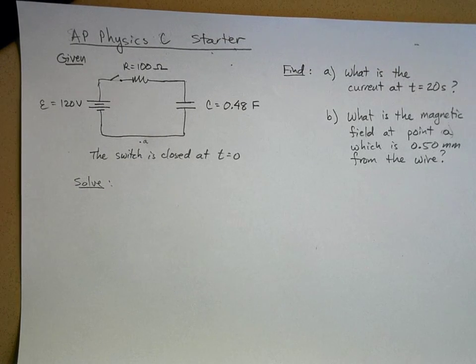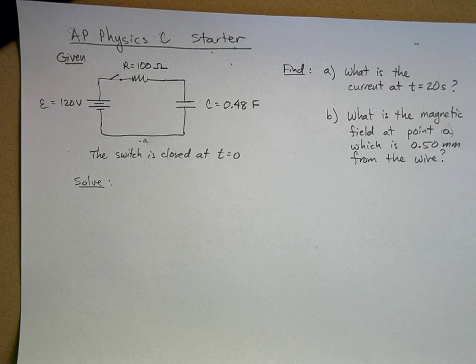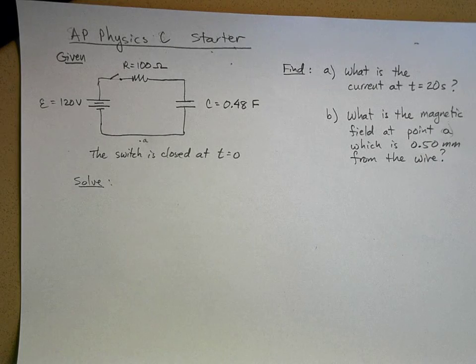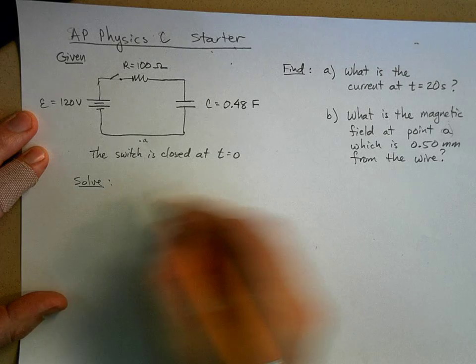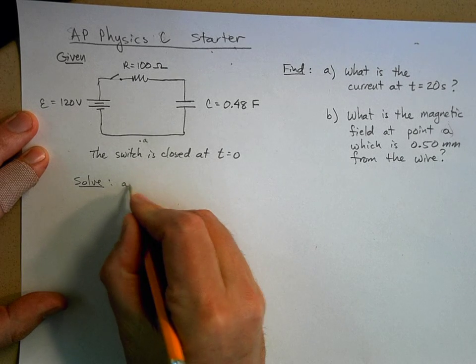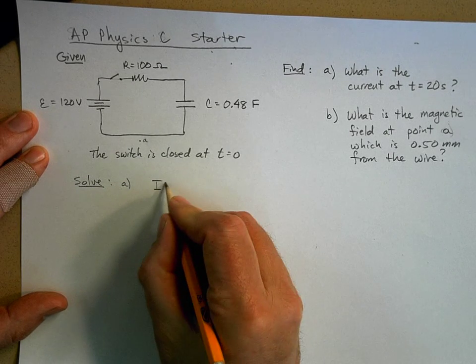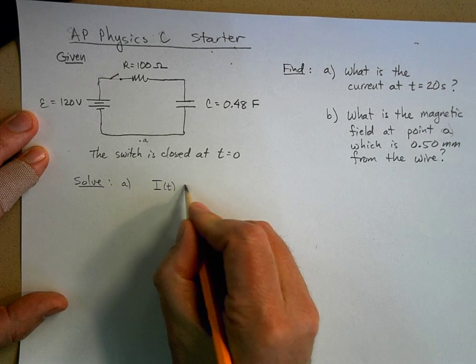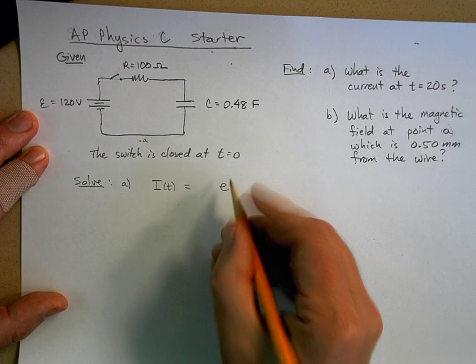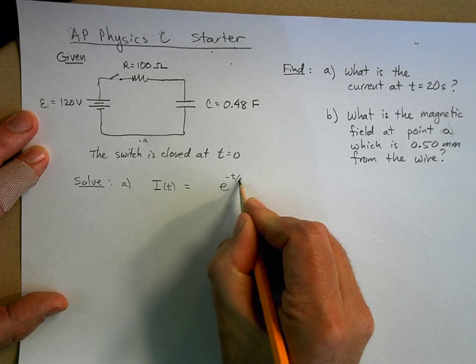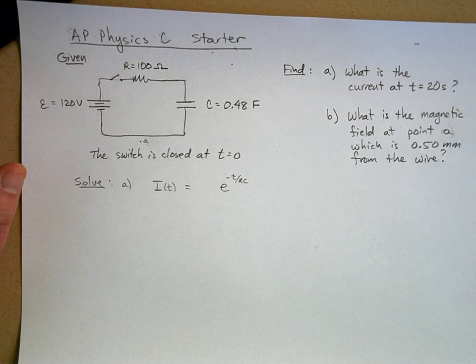Well, this is an RC circuit, and what I do is construct the equation myself, because I have a hard time memorizing things. So we want the current as a function of time. This is for part A. Well, I know it's e to the negative t over RC. I know it involves that.